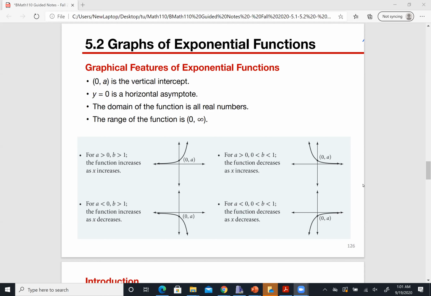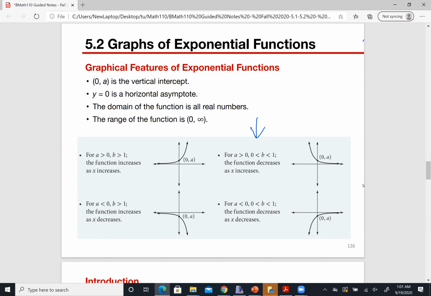Graphical features of exponential functions. For the first thing, (0, a) is the vertical intercept. So you see in here, there's a table with 4 cases, but all cases have only one vertical intercept, which is the same as (0, a). And remember that a is the initial amount of the exponential function.